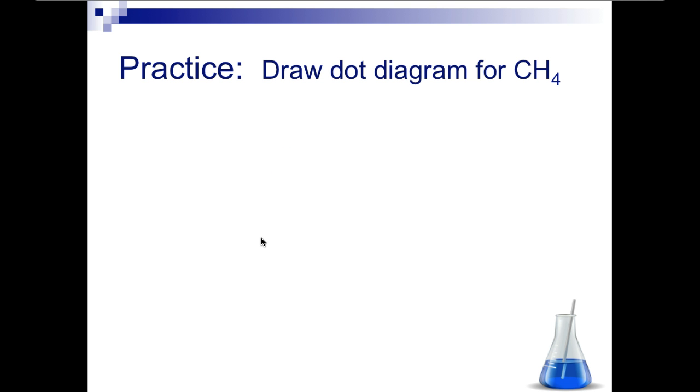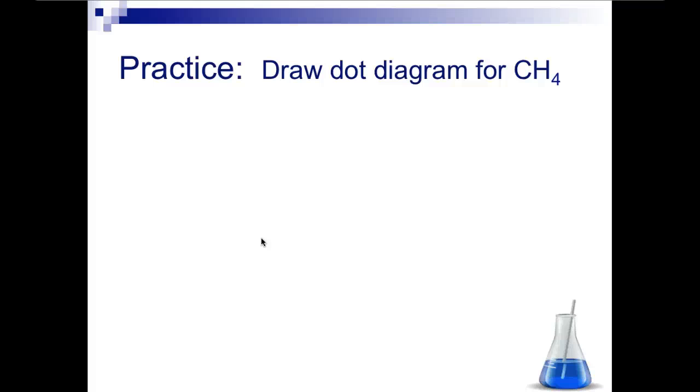So draw the Lewis-Dot diagram for CH4. I want you to pause the video, and I'll pause it when you're ready. All right, great. So when you draw it for CH4, carbon brings 4 electrons to the table, and hydrogen, there's 4 of them, each bringing 1. So that's also going to give us a total of 8.